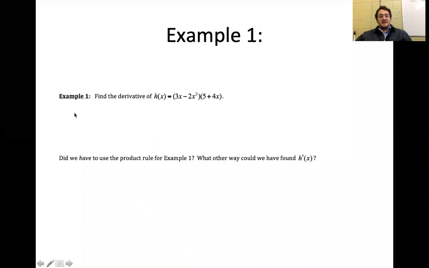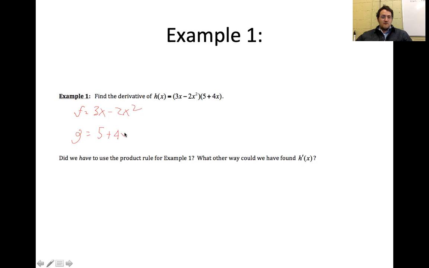What I like to see happen every time is that you just write your f and then your g, and then you write your f prime. So that's 3 minus 4x, and then your g prime is 4. And I'm going to write my formula. Order doesn't matter, as long as your f prime is with your g and your f and g prime are together, you're good. I even like to draw little arrows like that.